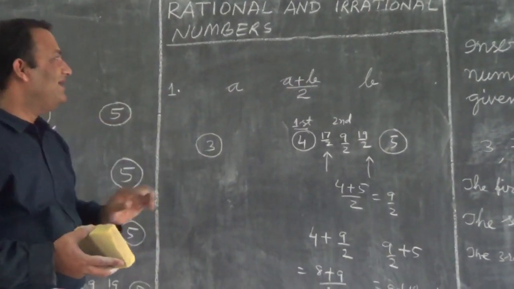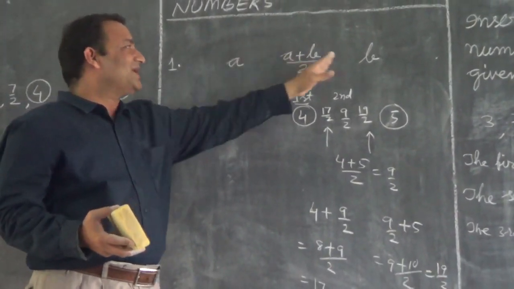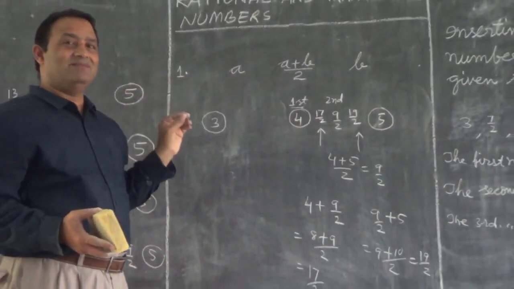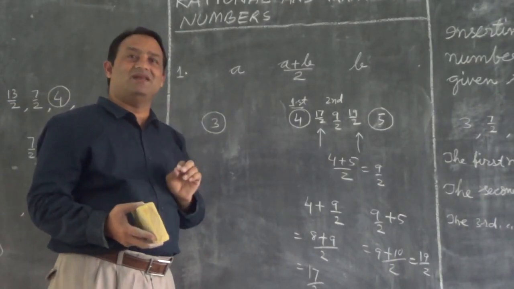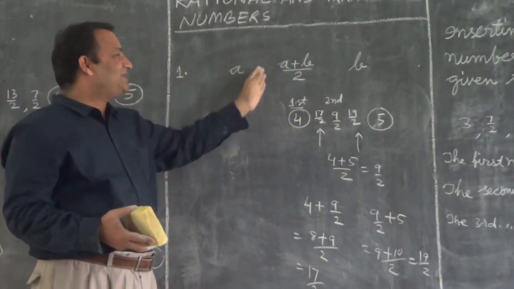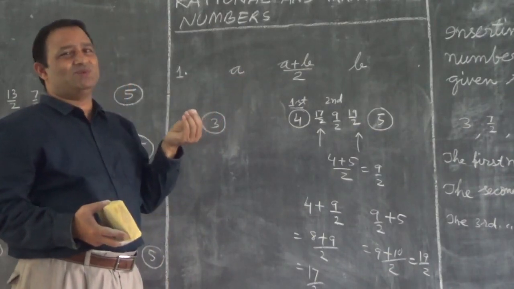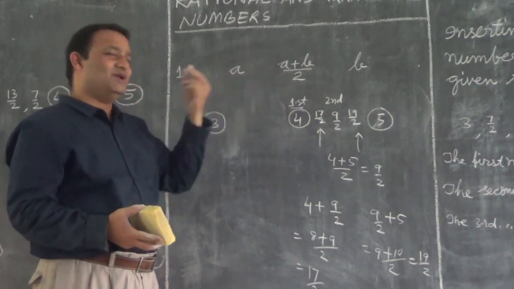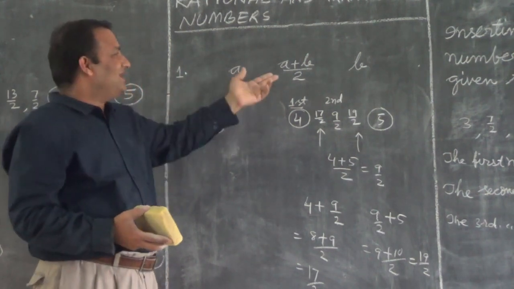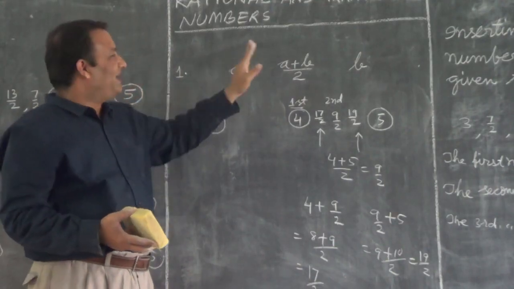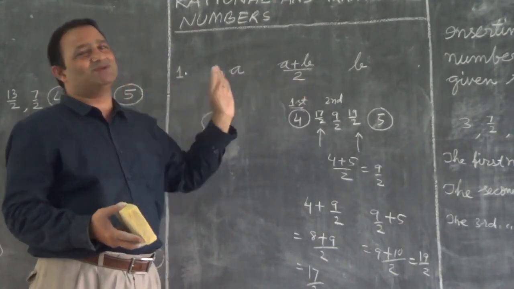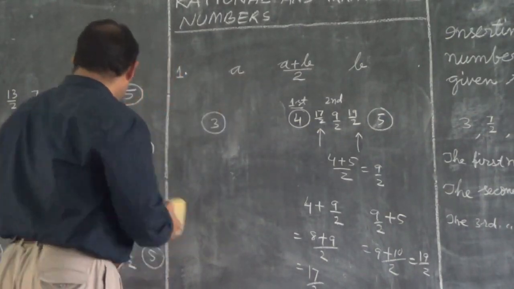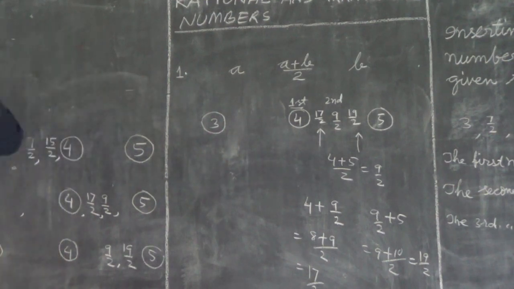A plus b by 2 means the sum of the given numbers divided by 2. This method is used to insert rational numbers between two given rational numbers when we need to insert only a few rational numbers between them. In that case, like inserting one rational number, inserting two rational numbers, maximum up to 3 rational numbers, go for this method.